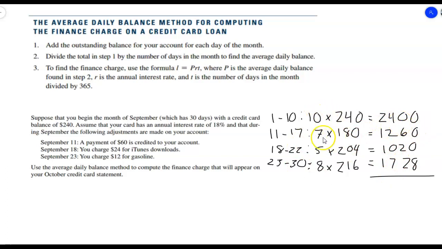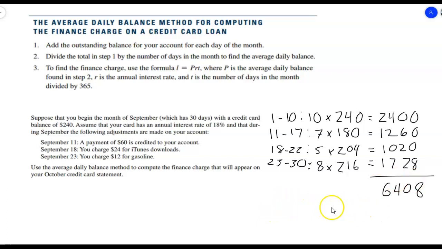All right, so this is really taking every daily balance for all 30 days and adding them together. It's just using multiplication to make it a little bit easier, so we don't have to say for the first 10 days we do 240 plus 240 plus 240 plus 240. That all adds up to 2,400. So if you add all those together, we're going to get $6,408. And then we're going to need to divide that by 30 in order to find the average daily balance.